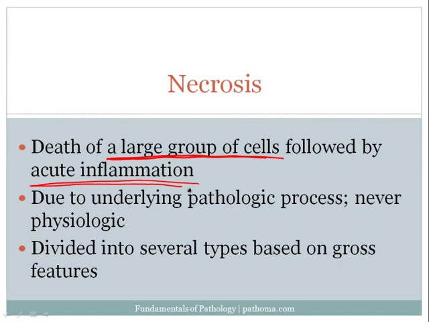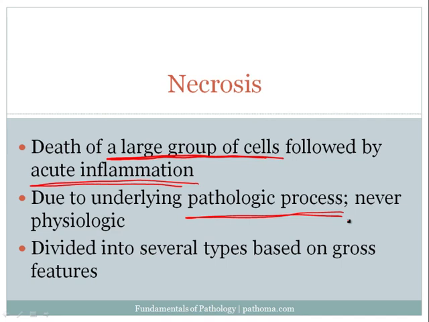For example, when patients get a myocardial infarction, one of the early changes that occurs is that neutrophils come into the tissue. Another important change is that the neutrophil count goes up in the blood because neutrophils are being generated in order to be sent to the tissue. So it is very important to remember that necrosis is followed by acute inflammation. Now, necrosis is always pathologic. It's always due to some pathologic process, and it's never physiologic, meaning we don't have necrosis occurring as part of our normal physiology. It always means that there's some disease or problem present.